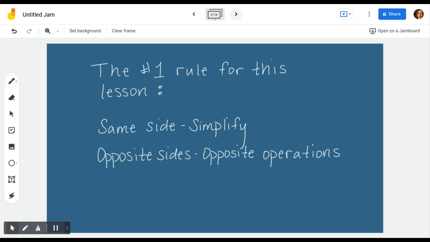Okay, the number one rule for this lesson, you're going to hear me say this a lot: same side, simplify; opposite sides, opposite operations. Whenever we're talking about sides with equations, think of everything as being split through the equal sign. So you've got a left side, you've got a right side. If you have like terms on the same side of that equal sign, then you just simplify them. Pretend like it's not even part of an equation, combine your like terms, make it simpler, easier to work with, easier to look at, right? If they're on opposite sides, that's when you have to do opposite or inverse operations to start moving things around.